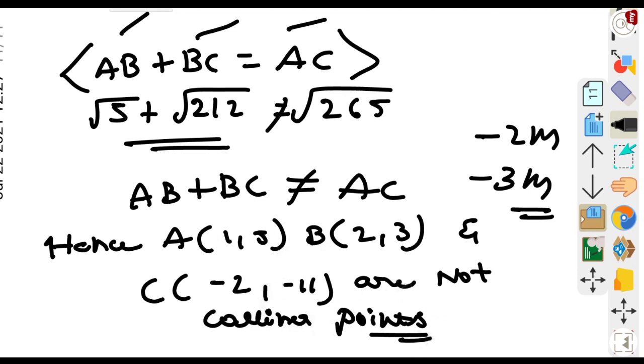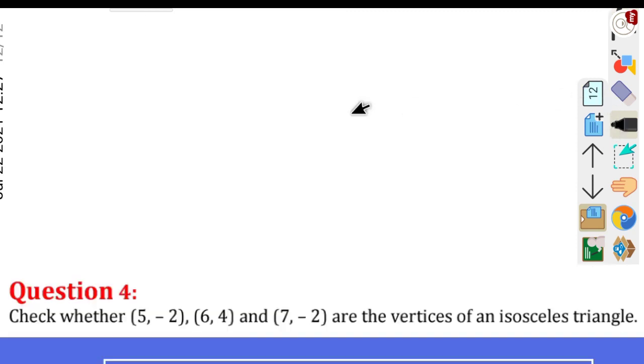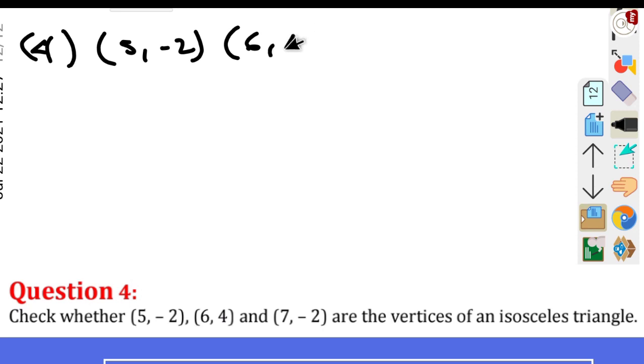Okay children, now this is the third problem. Now let me move to the fourth problem. Check whether (5, -2), (6, 4) and (7, -2) are the vertices of an isosceles triangle. Okay, so you need to check whether the points they have given are vertices of an isosceles triangle or not. First I'll write the points: the first is (5, -2), the second one is (6, 4) and the third one is (7, -2).